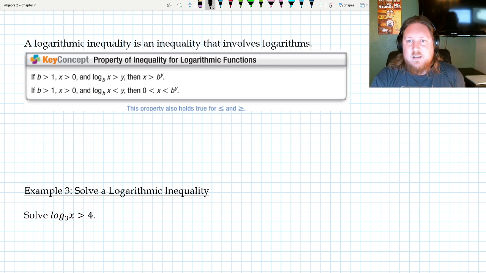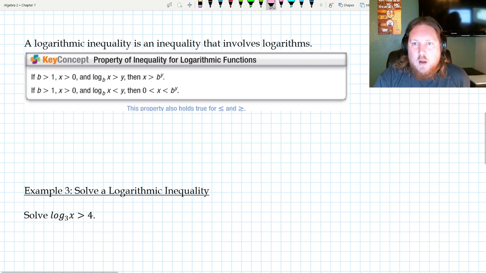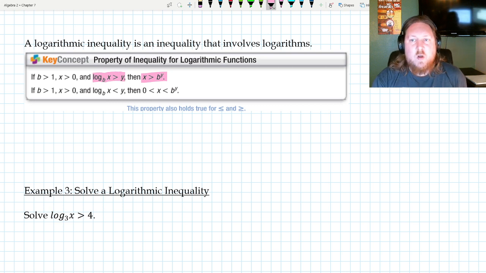But the idea is, if you have log base b of something, and x is greater than y, well then x is greater than b to the y. So you notice here how the x stays on the left and the base stays on the right. Slightly different than how we did our domain there. Let me give you an example.